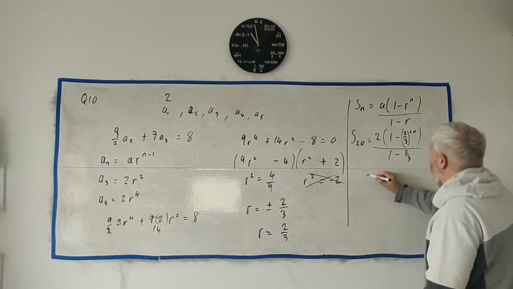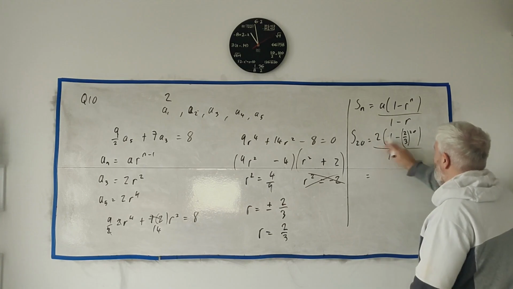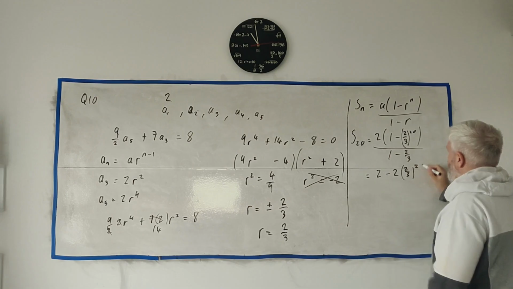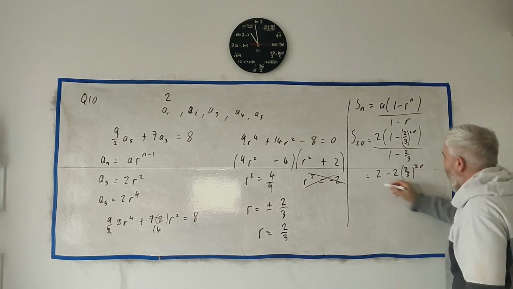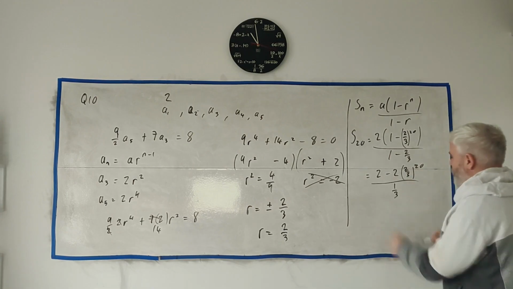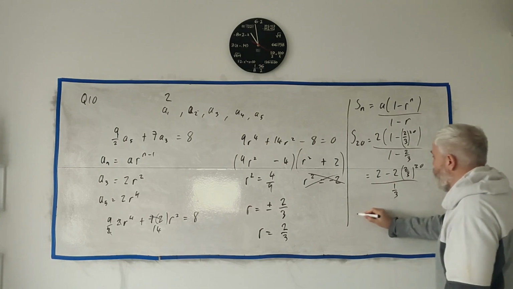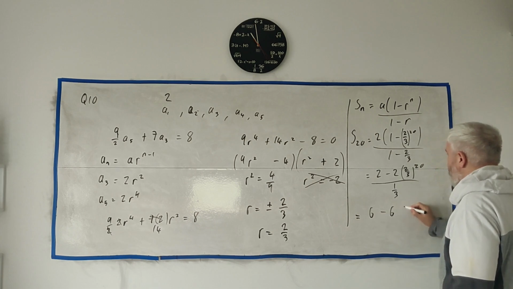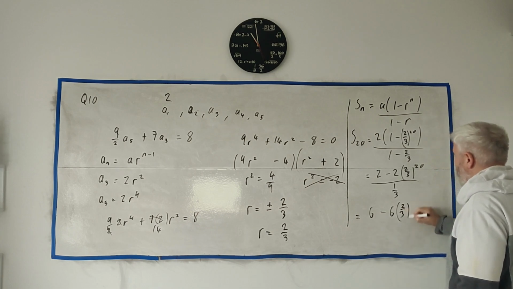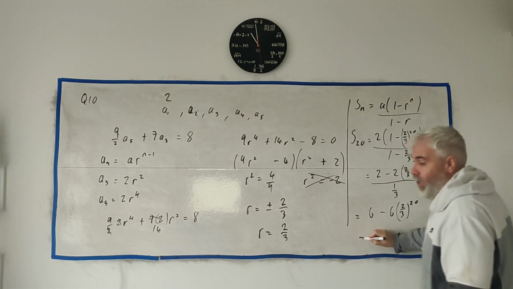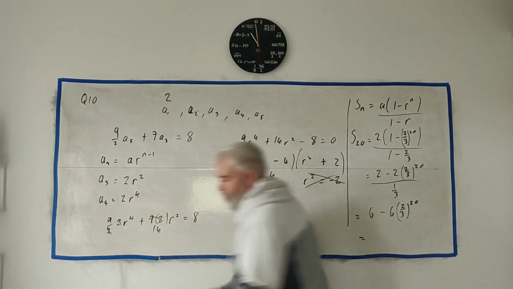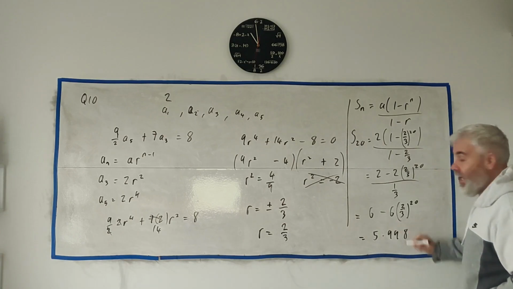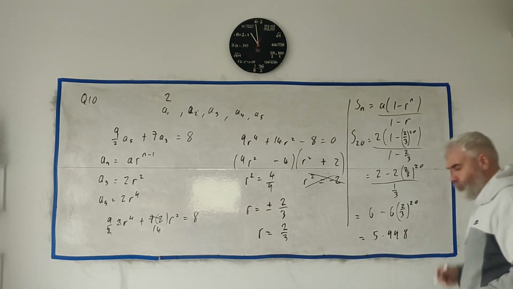Let's make it a little neater ourselves though. Top row will become 2 minus 2 times 2 over 3 to the power of 20. See, you need a calculator for this bit. So the bottom row becomes 1 over 3. That's like multiplying the top by 3. So that becomes 6 minus 6 times 2 over 3 to the power of 20. You need to put that in the calculator at some stage, and that'll come out to 5.998 to 4 significant figures.